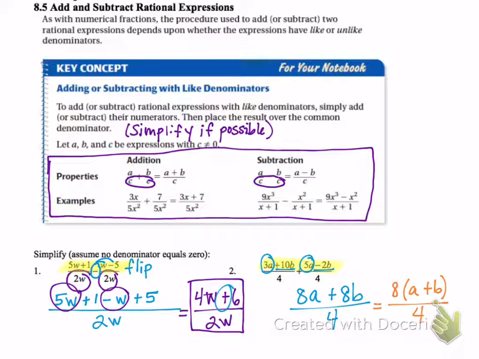Now is there anything that I can cancel? The 8 and the 4. So I can cancel those, and what would be left? 2a plus b. And I'll just leave it in parentheses. I don't need to FOIL it back out or multiply it back out. I would just leave that as my final answer.